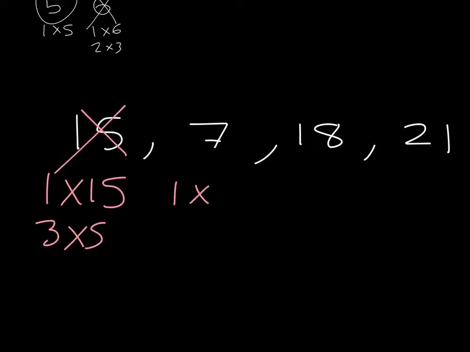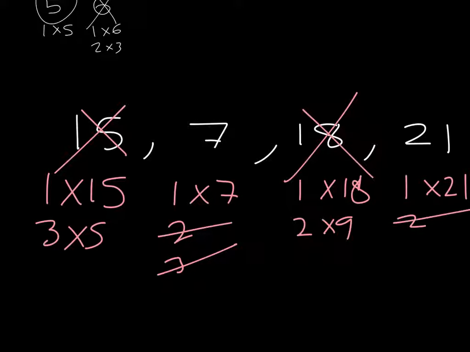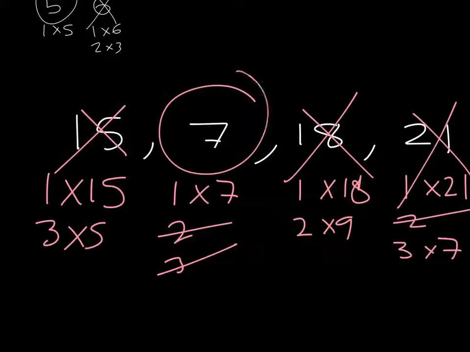7, 1 times 7, 2 doesn't go, 3 doesn't go, it's looking prime. I'm going to leave it for now. 18, 1 and 18, it's even. 2 times 9, so straight away I can eliminate it. So it's between these two. 1 times 21, 2 doesn't go, 3s, check your 3s, 3 goes, 3 times 7, so it wasn't that one. So I was right to see that 7 was the prime number.